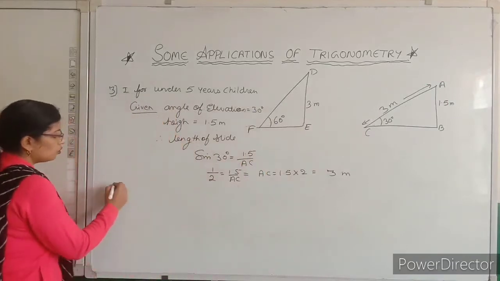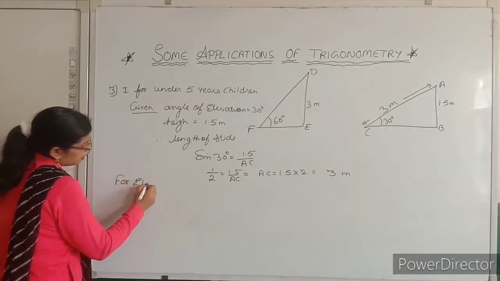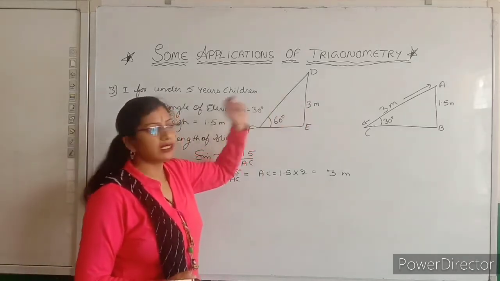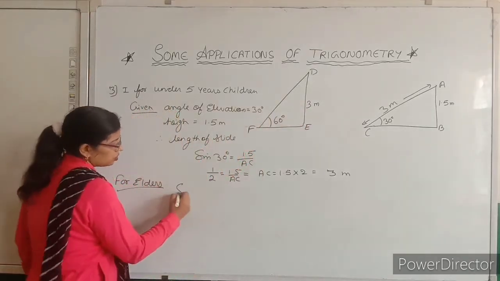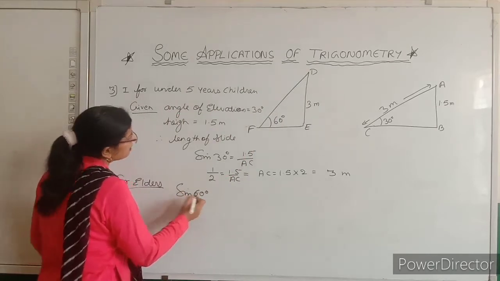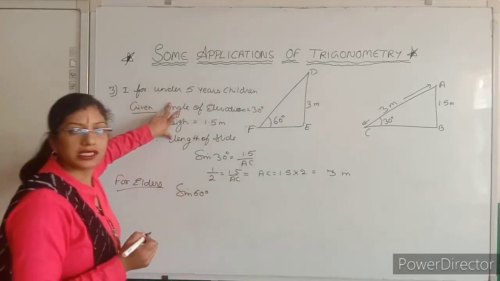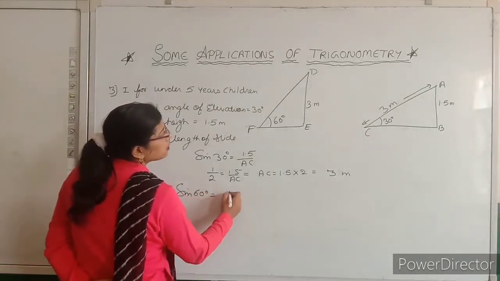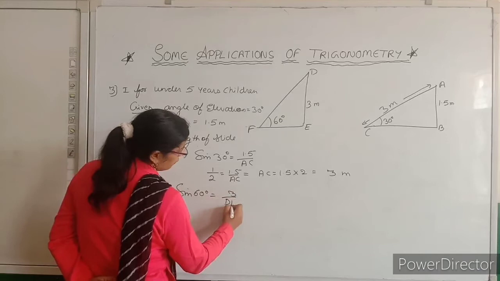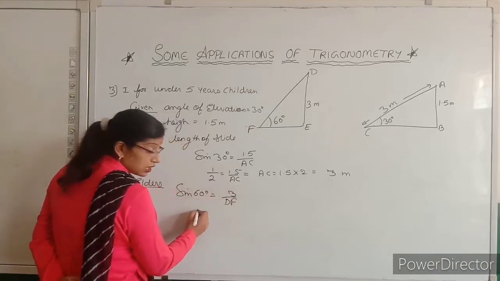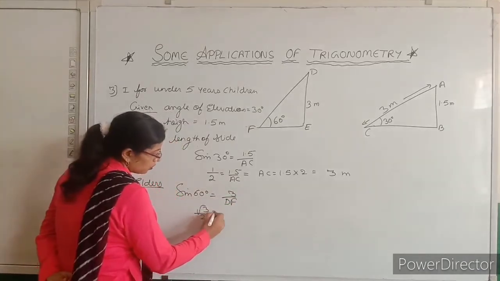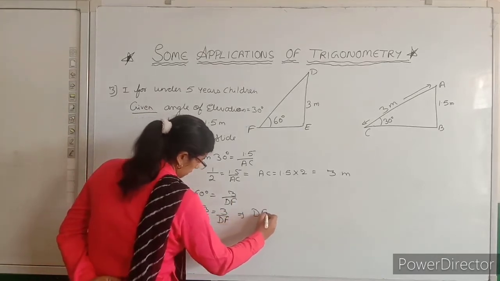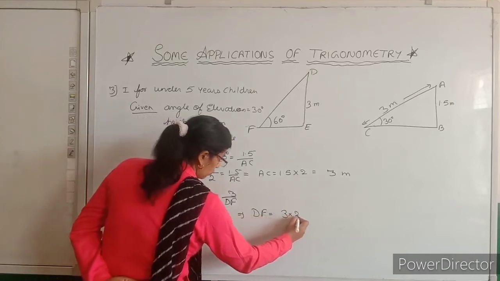Now what can we do for elders? Okay? For elders, look. Again we will put sin, but it is sin 60 degree. So here we will put sin 60 degree, and the same statement we will write for elders also. Sin 60 degree is equal to 3 upon DF. We have to find DF. Sin 60 degree is root 3 upon 2, is equal to 3 upon DF. So from here we can find DF is equal to 3 into 2 upon root 3.